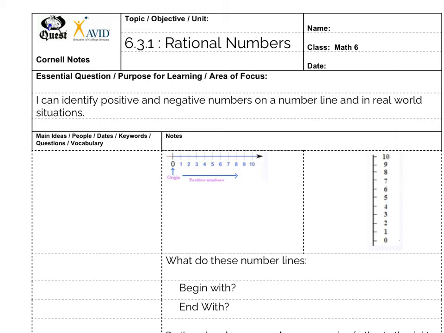Hi everyone, today we're going to get started on a new unit. So, don't forget to put your name and the date. And this new unit is going to be focused on rational numbers.